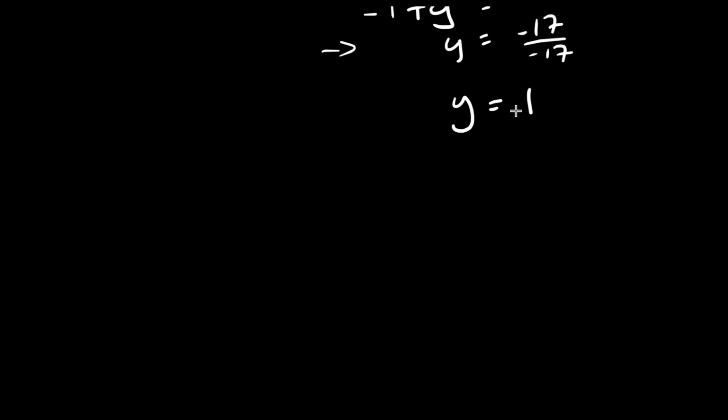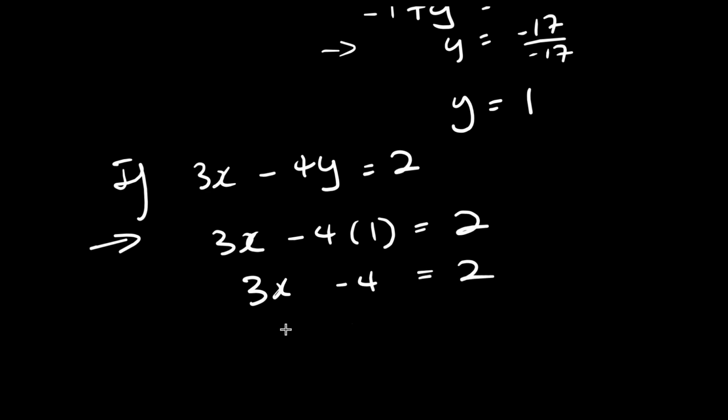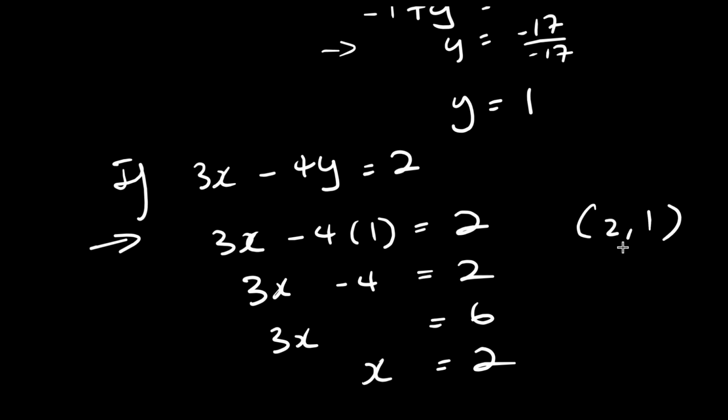Now, once we know what y is, we can put that in any of the two equations to get our x. It doesn't matter because both of them have the same values of x and y. So we can take the second equation in this case. If 3x minus 4y is equal to 2, and we just randomly chose the second equation, this implies that 3x minus 4 times 1 is equal to 2. 3x minus 4 is equal to 2. 3x is equal to 4 plus 2, which is 6, and x is equal to 2. So (2, 1) was the solution that we got initially, right?